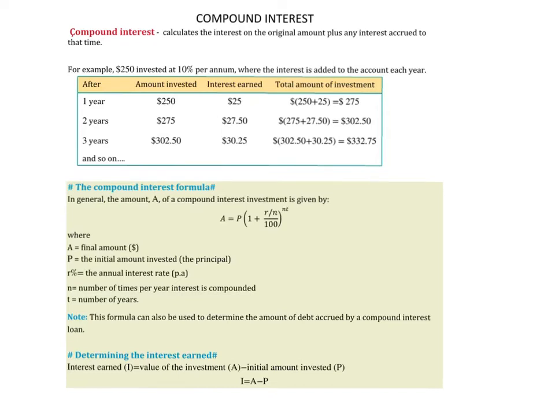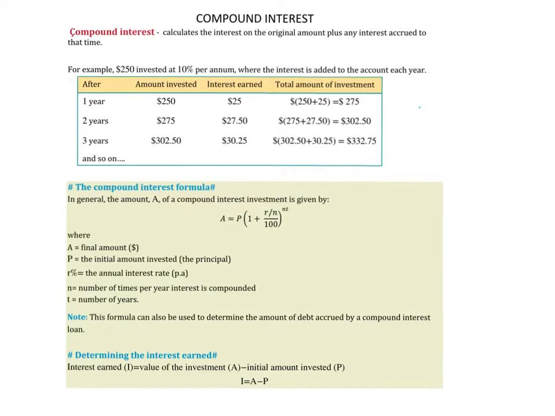Compound interest. The best way to think about compound interest is that you are earning interest on your interest. If you think back to the simple interest questions that we were doing, we were basically earning the same amount of interest all the time. So the interest was just based on the original principal.